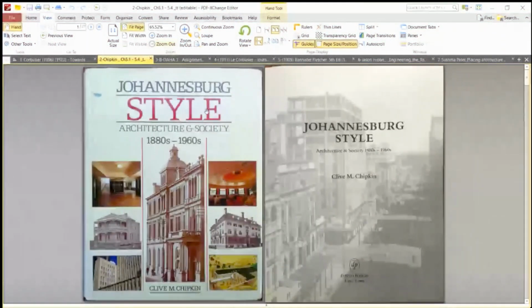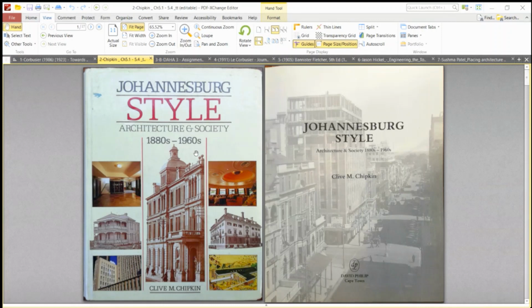It is authored by Clive Chipkin, who was an architect that lived through much of the 20th century, through apartheid, through the post-apartheid years, and he died very recently. He was an architect and an architectural historian, and he wrote this book called Johannesburg Style, Joburg from its origins up to the 1960s, right? And it has become a key text on architecture. Almost it's become a canon.